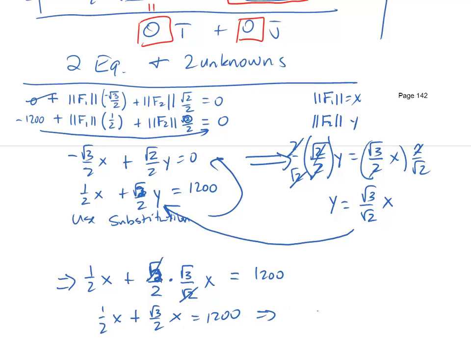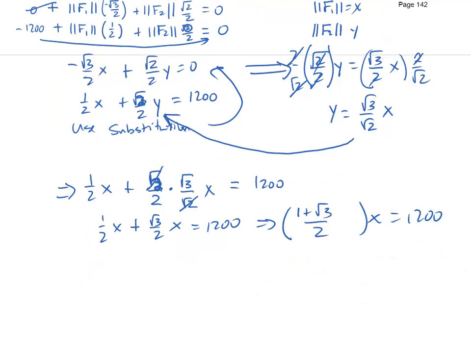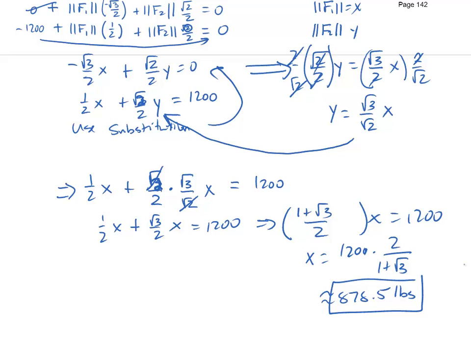So that's, if I take x out, I have 1 plus the square root of 3, over 2, equals 1200. So just multiply both sides by the reciprocal. x is 1200 times 2 over 1 plus the square root of 3. And I'm just going to plug that into a calculator and get an approximate value, which is 878.5 pounds. Okay, that's the tension in the first rope.